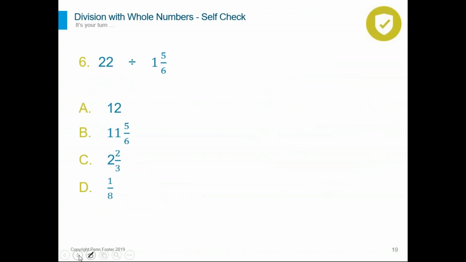Next is a self-check question. Write down the problem as is. Make sure that you write everything clearly in your paper. And then think about the second step, or the first step that you're going to take. What is the next step to prepare the problem to perform the division?